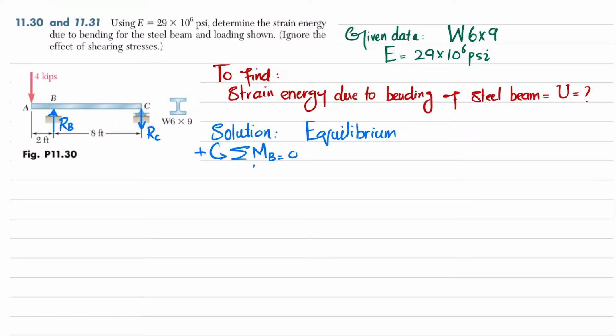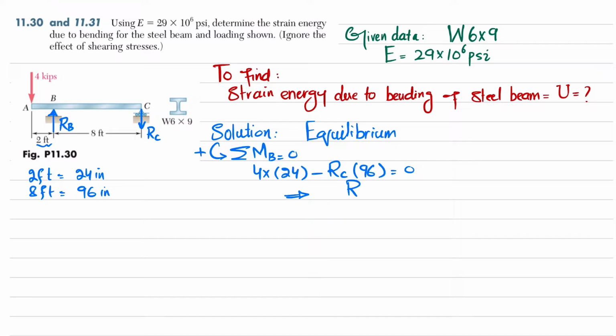So I will write 4 into 2 feet. 2 feet is equal to 24 inch, so 4 into 24, minus RC into the perpendicular distance, which is 8 feet. 8 feet is 12 times 8, which is 96 inch. So RC into 96, their sum must be equal to 0. From here you will get RC is equal to 1 kip, and that is downward.